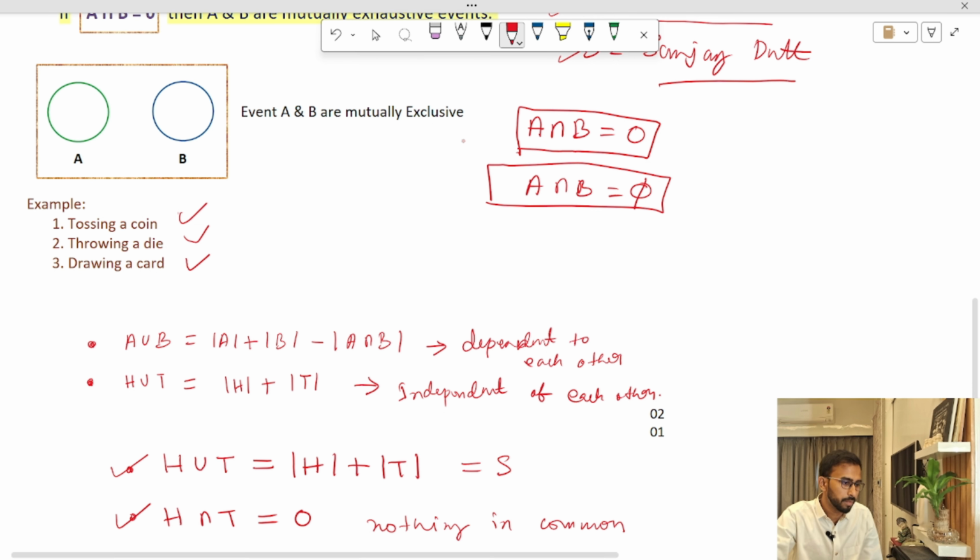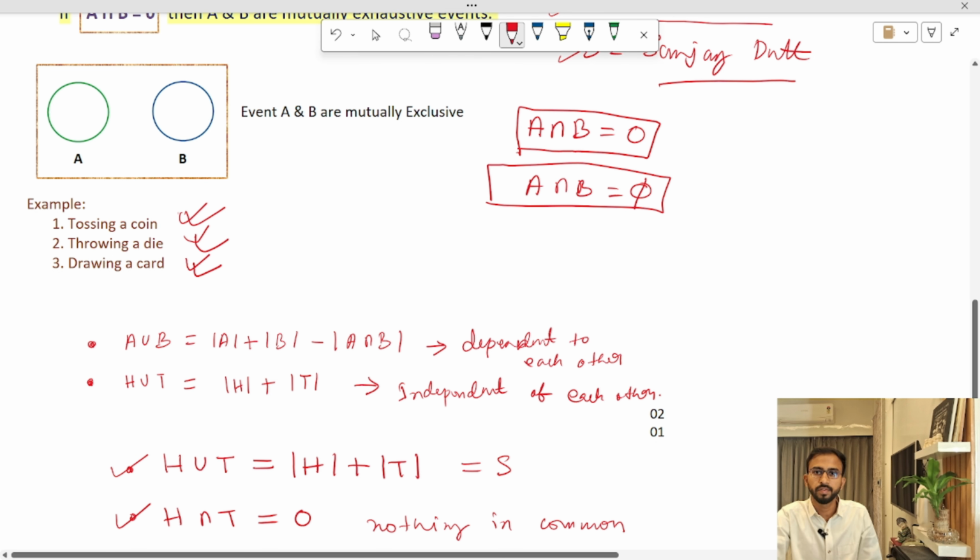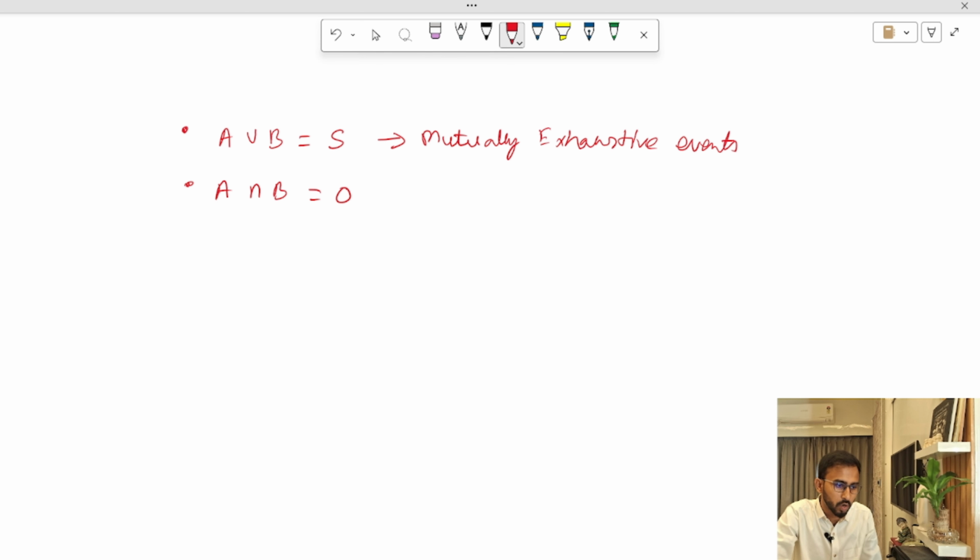So these three examples, tossing a coin, throwing a die and drawing a card, are both mutually exhaustive and mutually exclusive events. So in simple words, if A union B represents the entire sample space, then it is called mutually exhaustive events. And if A intersection B has nothing in common, then it is called mutually exclusive events.